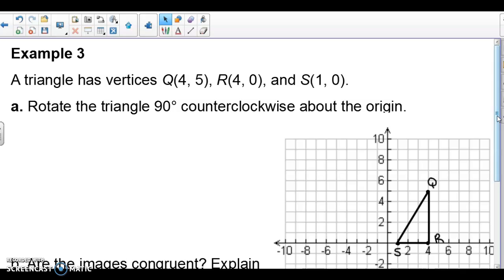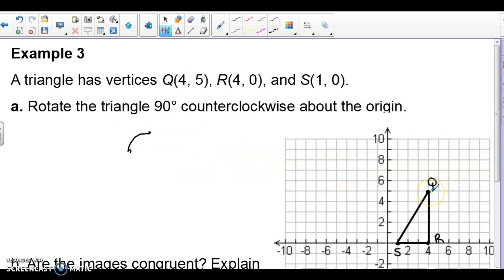So if you're ready, we're going to rotate this triangle 90 degrees counterclockwise about the origin. Counterclockwise is the opposite way of a clock. If I'm at 12 o'clock here, counterclockwise would be the opposite way a clock goes, which means we go to the left. So I want to be here. I'm going to the left 90 degrees.